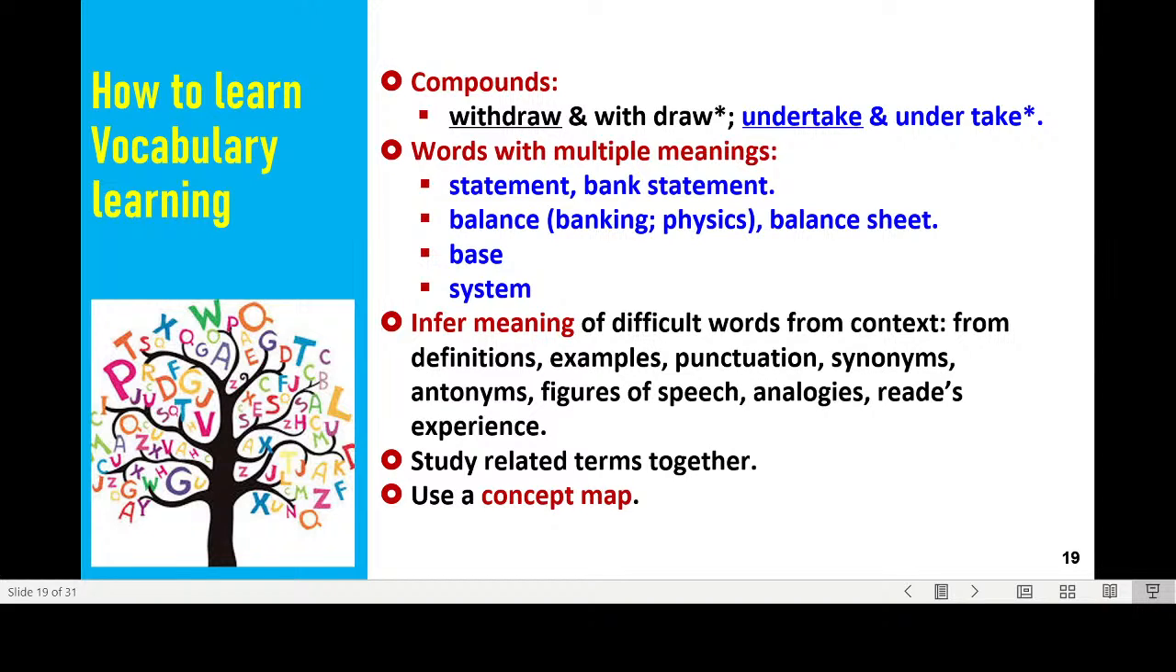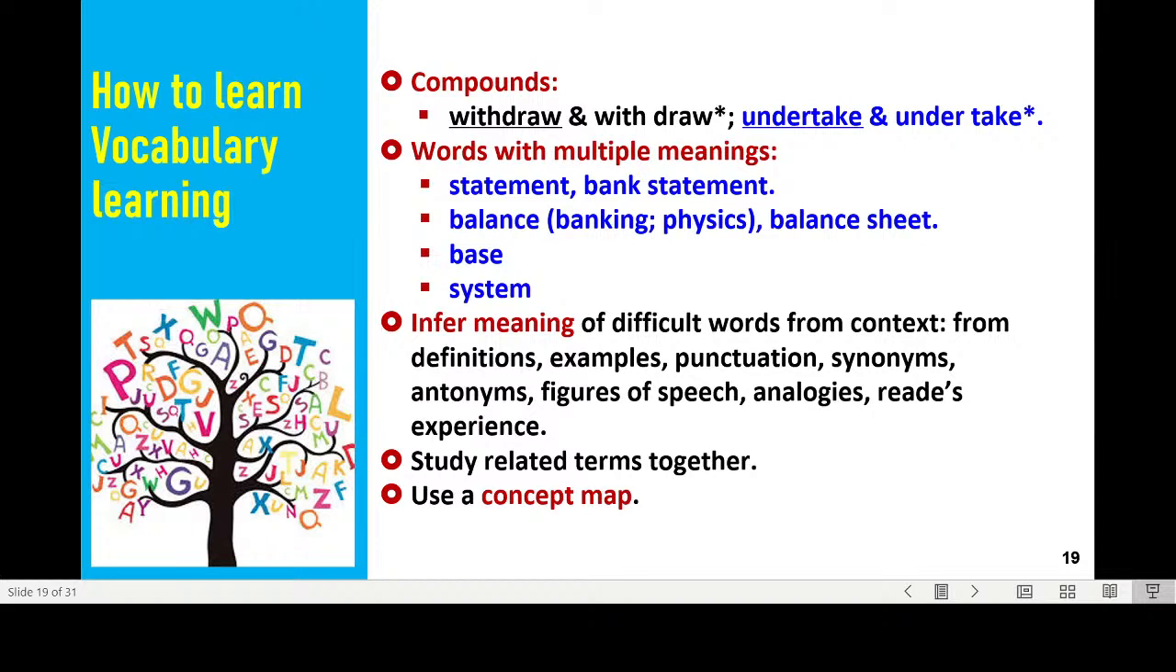Another thing is that every time we come across a difficult word, we do not need to look up the meaning of the word in the dictionary. The text usually explains itself. How? By examining the part of the text before the difficult word and the part of the text after the difficult word. So we can understand and infer the meaning of the difficult words from context, from the definitions and the context, the examples, punctuation, if there are synonyms, antonyms, figures of speech, analogies, and also from your own experience.